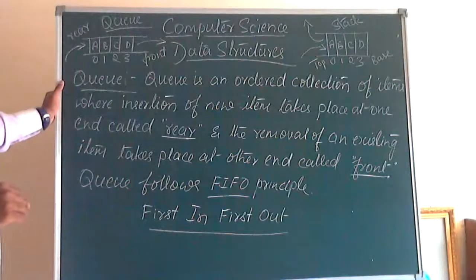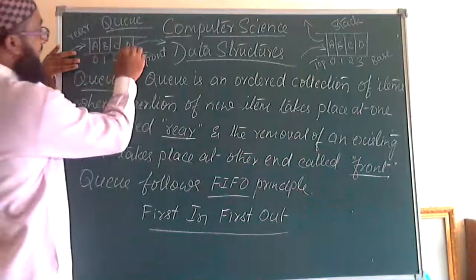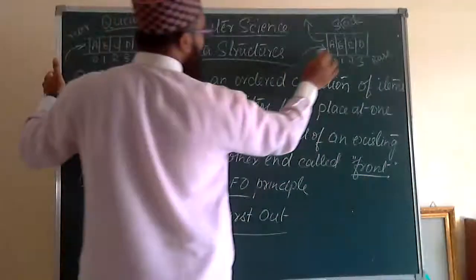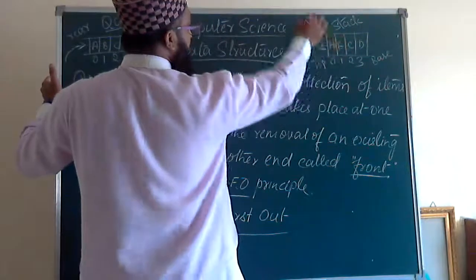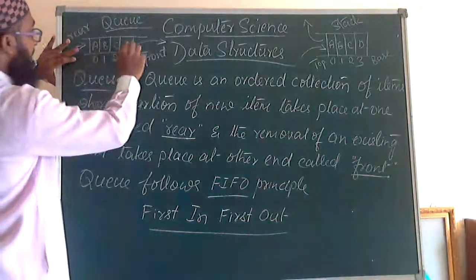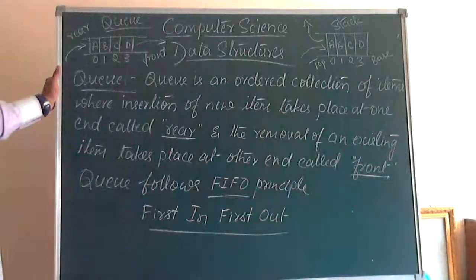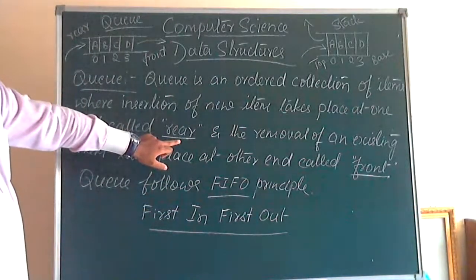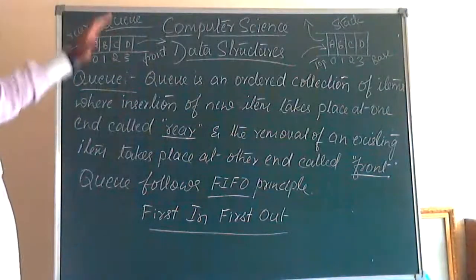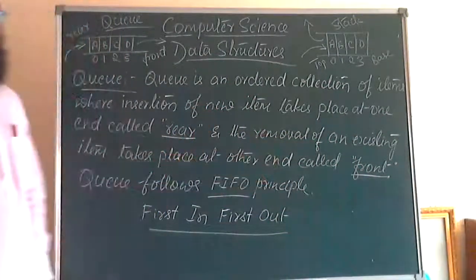In a queue, the element or item which is inserted first will be removed first. First D is inserted. But in a stack, the element which is inserted last will be removed first, because the other end is closed. Here, first in, first out means we inserted D first, and D itself is removed from the queue first. So this principle is called first in, first out. The place where the item is inserted is called the rear end, and the place from where the item is taken out is called the front end. So this is regarding queue. It follows the FIFO principle, that is, first in, first out.